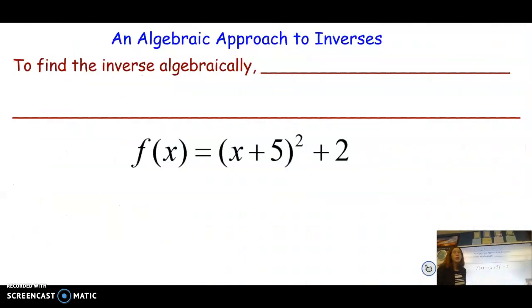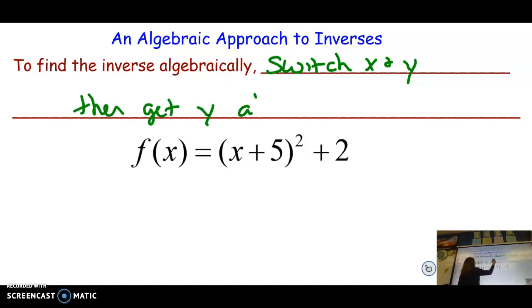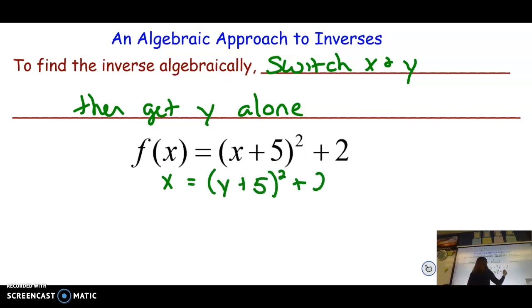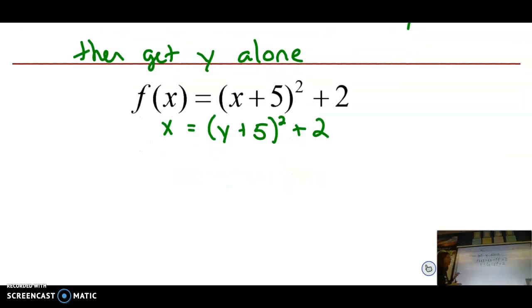So moving on to figure out how to do this algebraically, you need to switch the x and the y, and then get the y alone. So that's what I'm going to do. Notice this is the same problem we were just doing, but I'm going to switch the x and the y. And now I just need to do my algebra to get the y by itself. So first of all, I've got to get the squared thing by itself, so I'm going to minus the 2 to the other side.